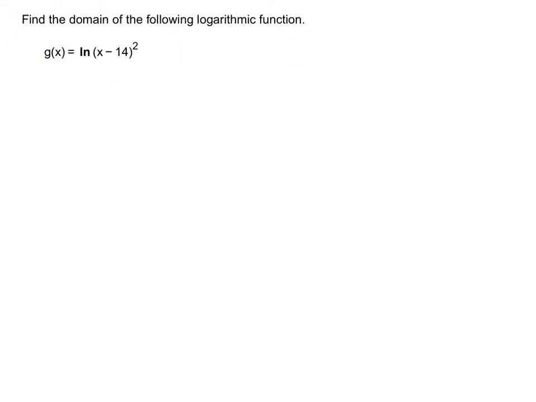Find the domain of the following logarithmic function. To do that, we're going to take the expression within the logarithmic function, and that is x minus 14 squared. Next, we're going to set it greater than 0, and that's because we cannot take the log of 0 and we cannot take the log of a value less than 0. So anything that is within the log has to be greater than 0.